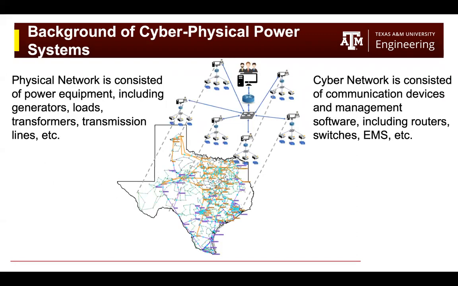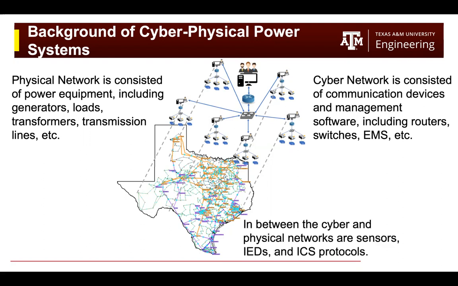As we know, modern power systems are made of power equipment, including generators, transformers, transmission lines, etc. And there is also a cyber network, which consists of communication devices and management software. In between the cyber and the physical layers, there are sensors, IEDs, and ICS protocols that enable data to be collected from the field physical devices to the control center. And operators in the control center can issue different types of commands to physical devices.